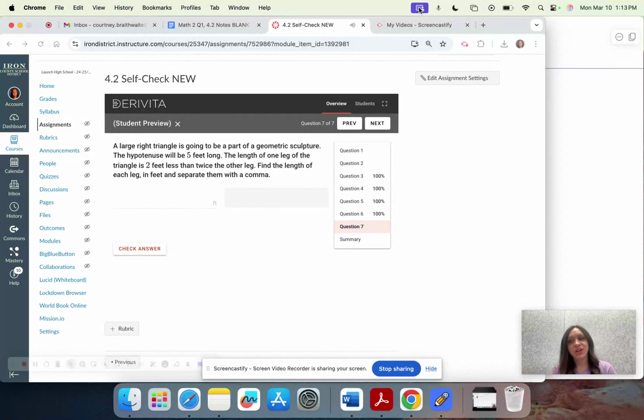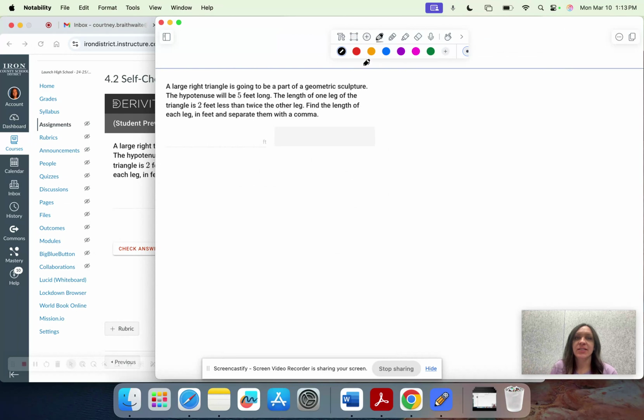Okay, number 7. Sorry, the hardest one's the last one. So we have a triangle. It's a large right triangle, so I'm going to draw that. Okay, I have a right triangle. And the hypotenuse is 5 feet long. So the hypotenuse is the one across from the right angle.